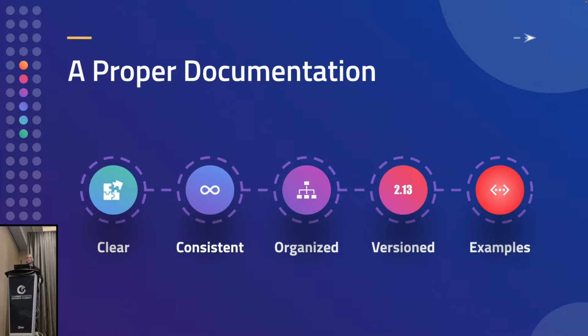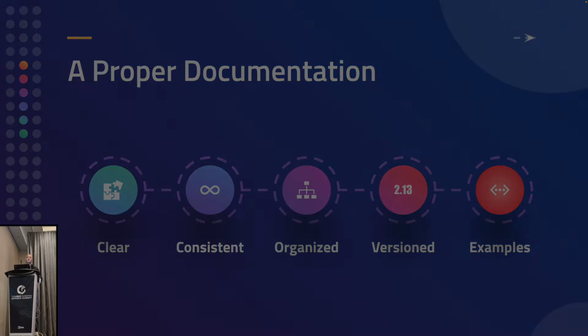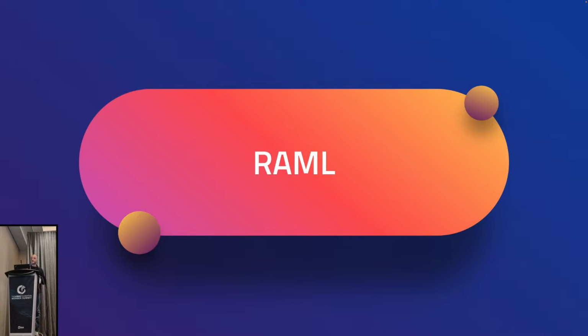Now, let's talk about open source projects. These parameters are crucial for any documentation, whether it is an electronic device, an internal API, or a public API. Let's talk about APIs and their documentation, and specifically about RAML, a great tool which makes our lives easy as we build our API and document it. We'll see how RAML may help us with achieving these goals and makes our documentation clear, consistent, organized, versioned, and with examples.